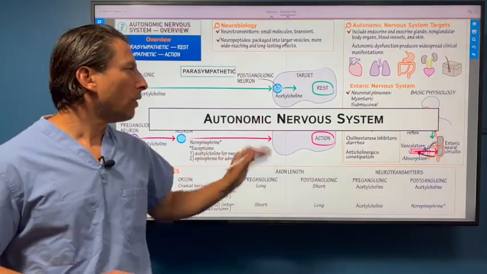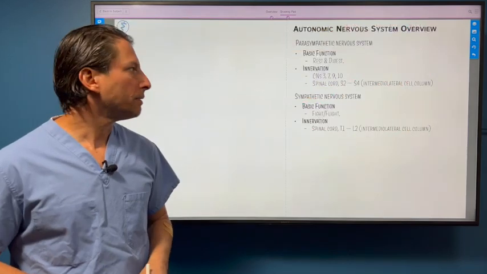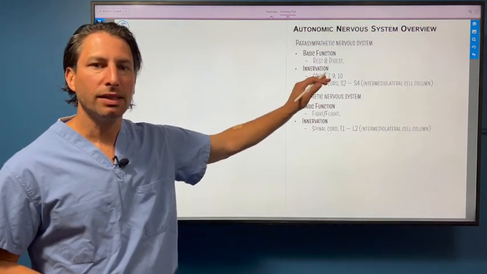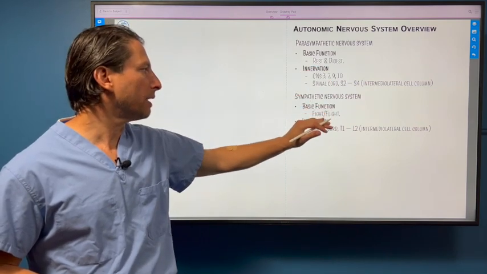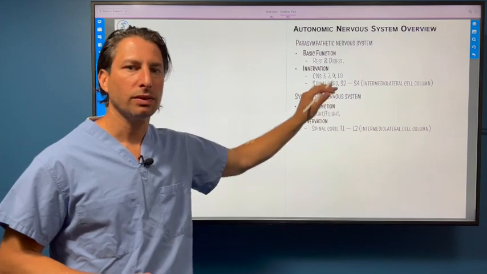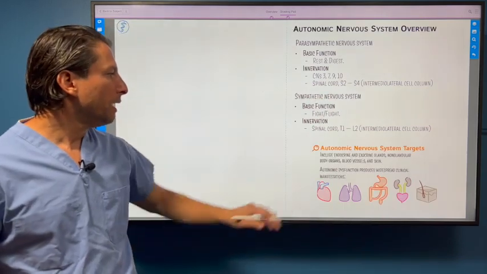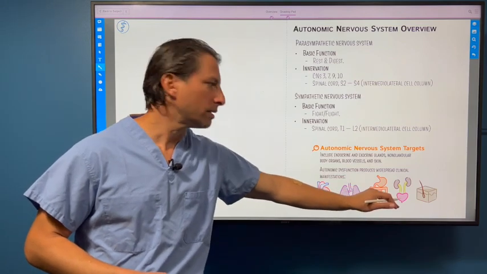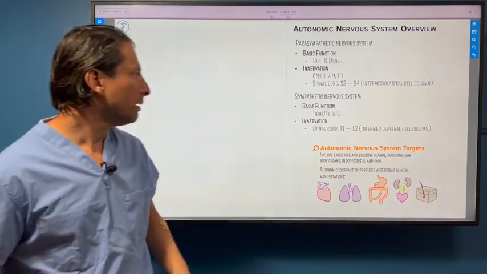This is a general overview of the autonomic nervous system. Parasympathetic nervous system, its basic function is rest and digest. Sympathetic, it's fight or flight. And then these are the key nervous system structures for its innervation. Here are some key targets: heart, lungs, GI system, urinary system, and then the skin.